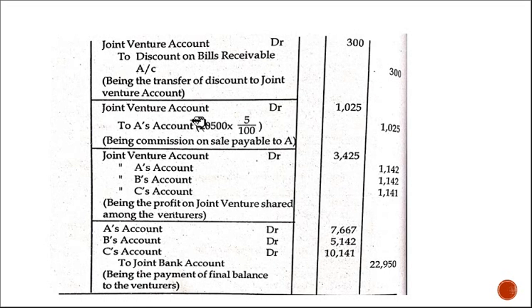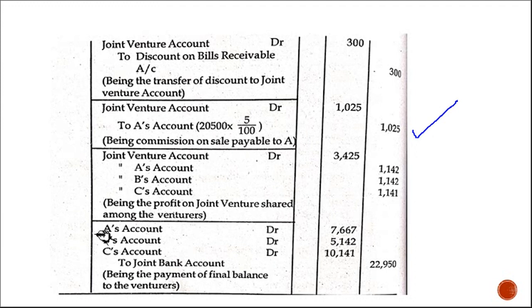Next comes the commission. They said that A was allowed 5% commission on sales for effecting the transactions. So 5% on the total sales, cash plus credit, 20,500 into 5%, 1,025. What is the entry? Joint venture account debtor to A's account. Commission is payable, right? So this we have written.